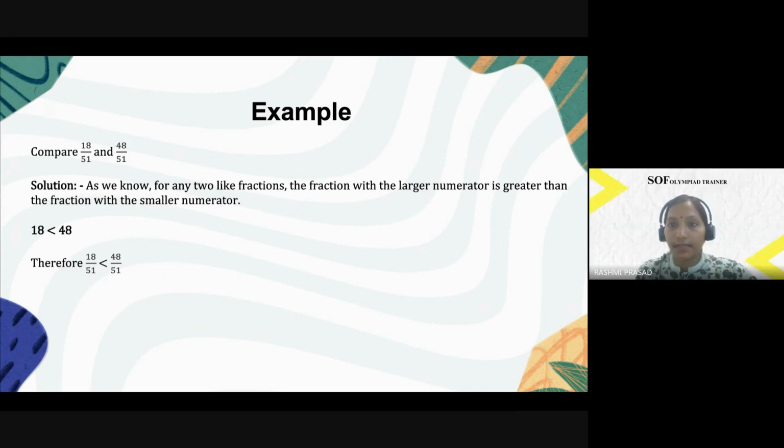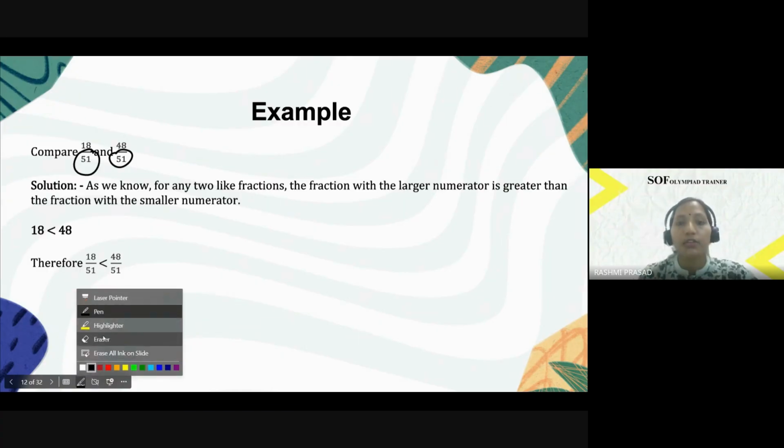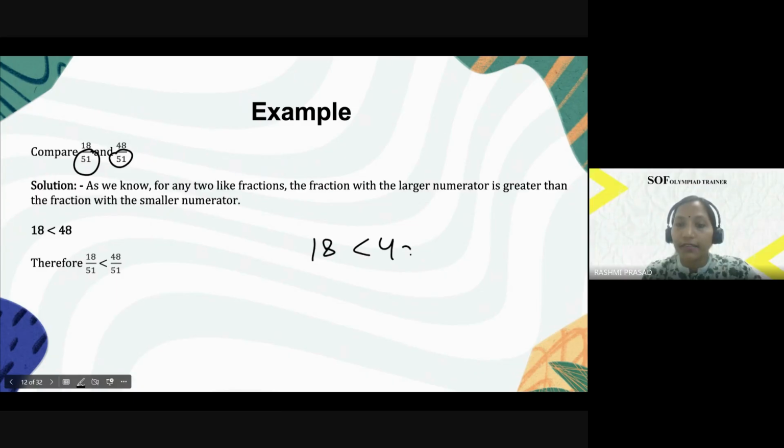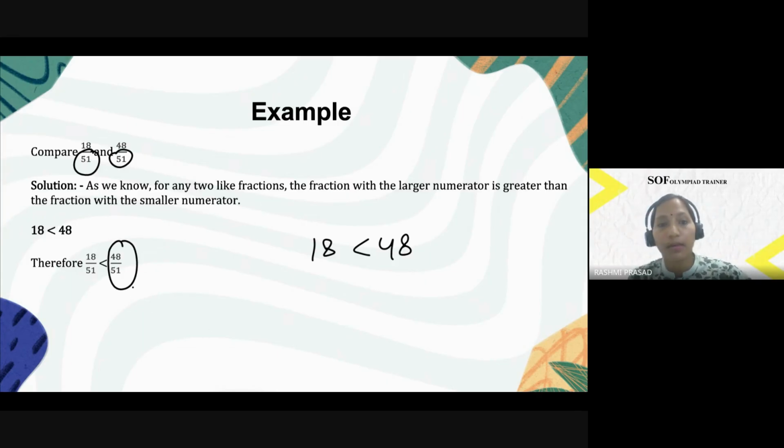Next, we have an example. 18 upon 51, 48 upon 51. So we know this is like fractions. First, you have to check it's a like fraction. Yes, because the denominator 51, 51 is same. So now you need to compare which one is bigger. And it's obviously 18 and 48. So 48 is a bigger number. So 48 over 51 will be bigger than 18 upon 51.